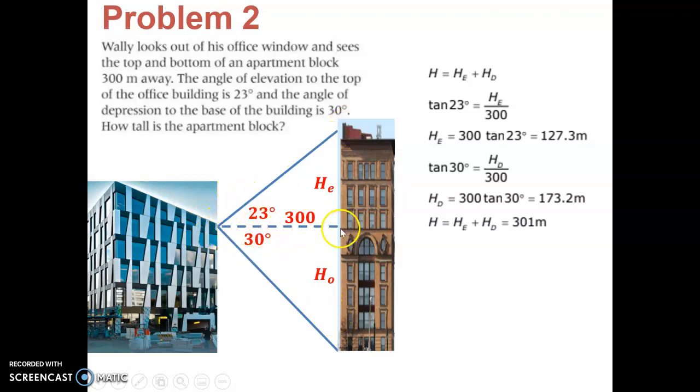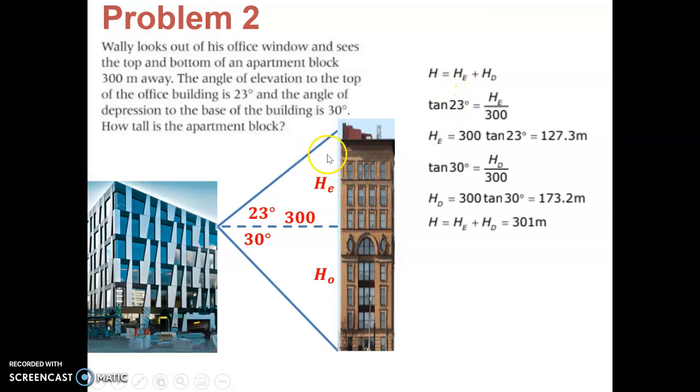The distance between the buildings is 300. So in this case, this time you're given the distance between them, the horizontal length. Angle of elevation, 23. Angle of depression, 30, both from the horizontal. And how tall is this? So I labeled this H sub O and H sub E. You need both of those heights combined to get the height of the building.